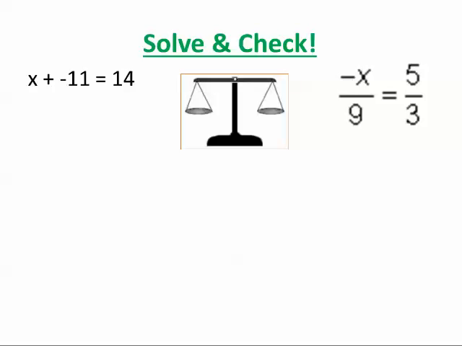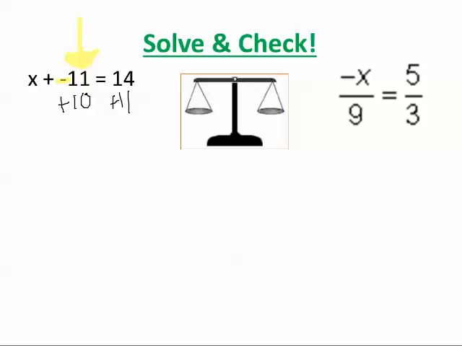Let's see if we can solve and check. Look closely at this first guy and ask yourself the question, what's happening to x right now? What do you see here that you need to get rid of? I see a negative 11. And to get rid of negative 11, I'm going to add 11 to both sides. Whoops, I'm not going to add 10.